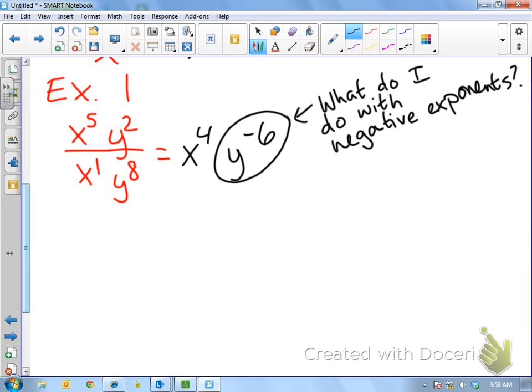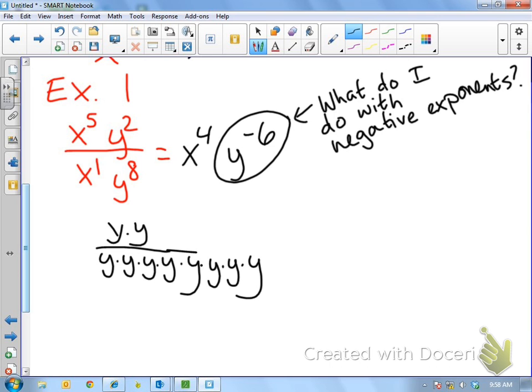If I went old school again, just with the y pieces, we have y times y over y times y times y, and so on. Y, 1, 2, 3, 4, 5, 6, 7, 8. So if we come up with something where we're not sure what to do, we don't have a rule yet, we can always go old school to figure it out. So what cancels with this? What can we get rid of?